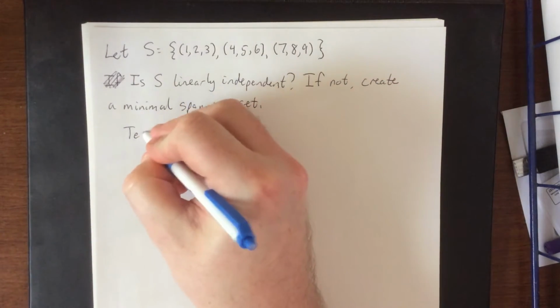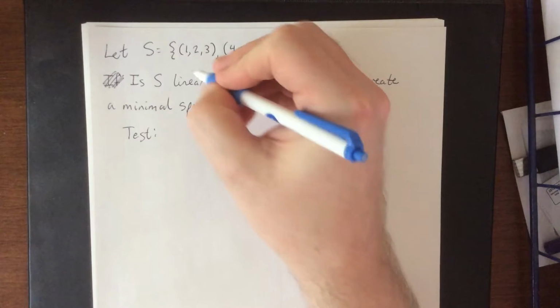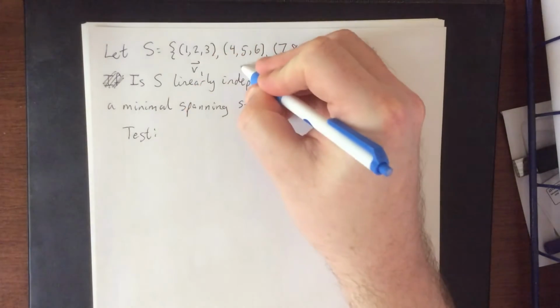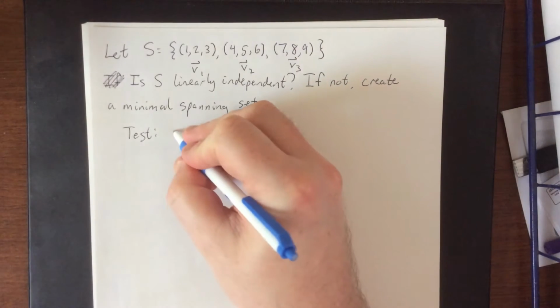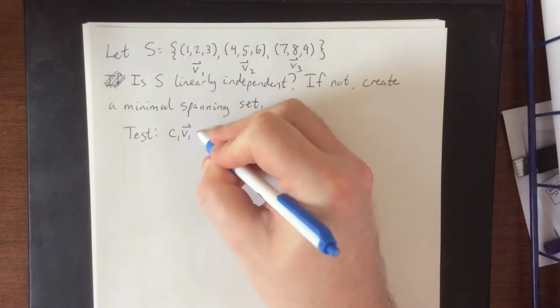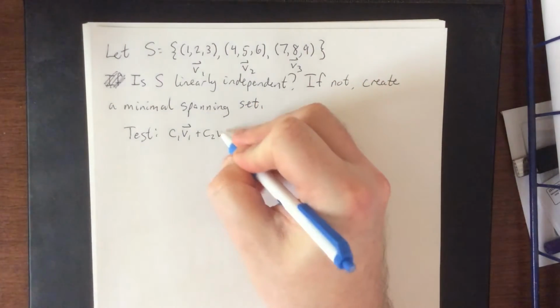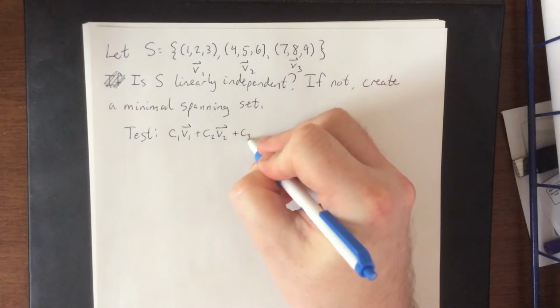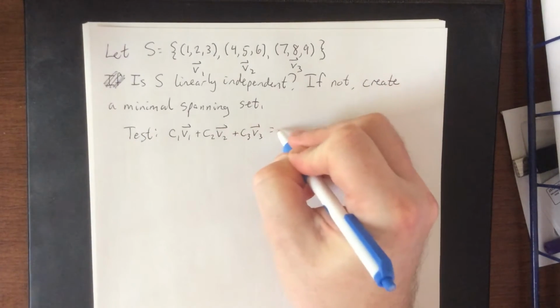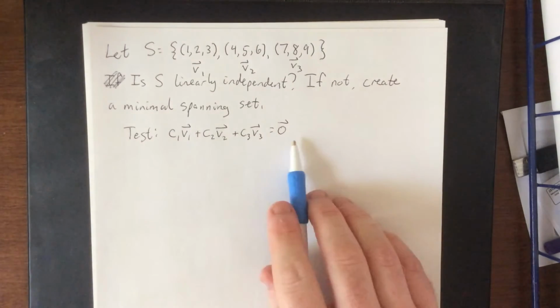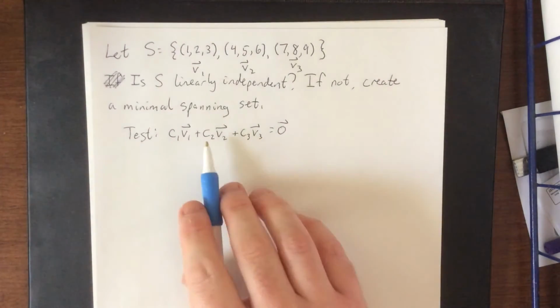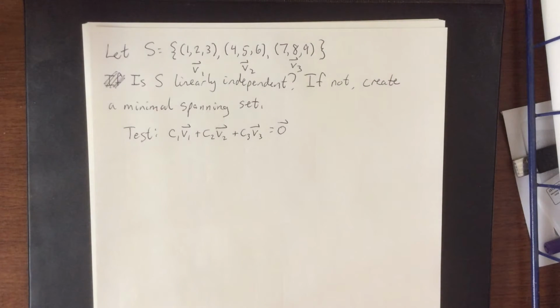First, we test for linear independence. We'll refer to these three vectors as v1, v2, and v3. The test for linear independence states that we take a linear combination of these three vectors and set it equal to the zero vector in R3, and we see if this has more than just the trivial solution of C1, C2, and C3 all being equal to 0.